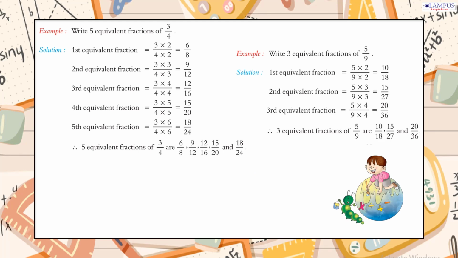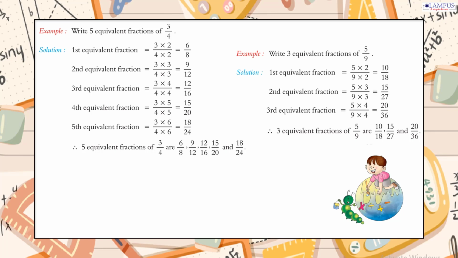Example. Write 5 equivalent fractions of 3 by 4. Solution. First equivalent fraction equals 3 multiplied by 2 by 4 multiplied by 2 equals 6 by 8. Second equivalent fraction equals 3 multiplied by 3 by 4 multiplied by 3 equals 9 by 12.